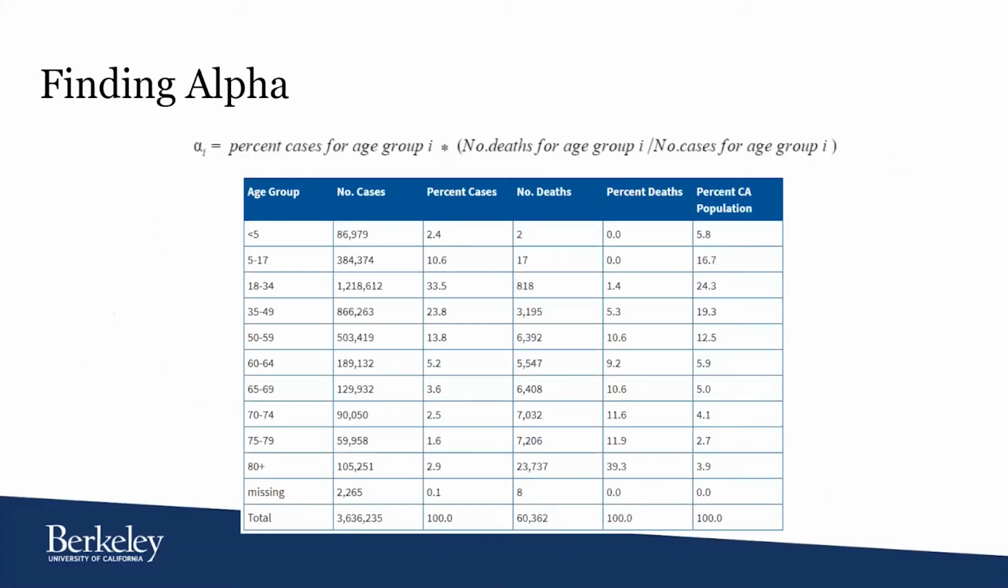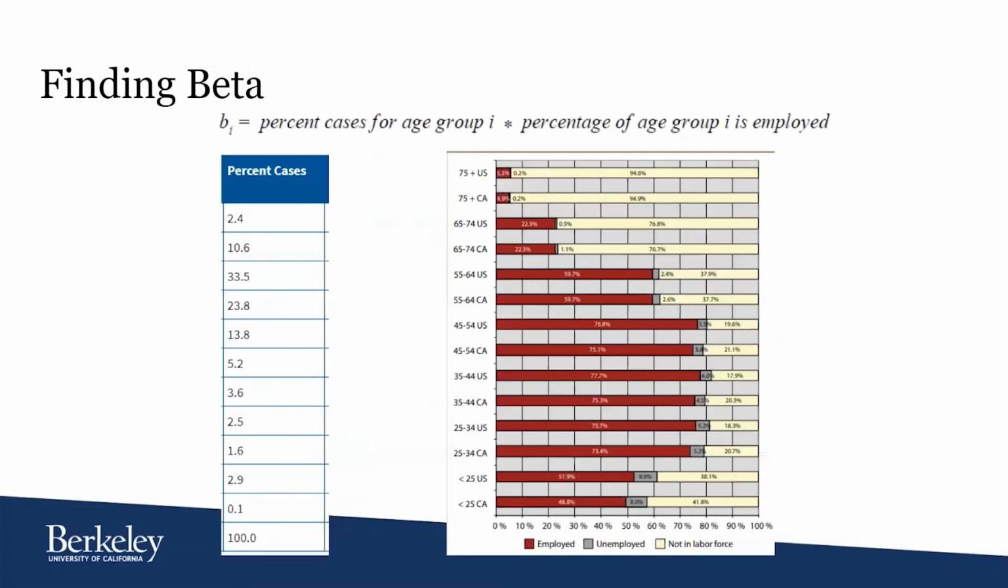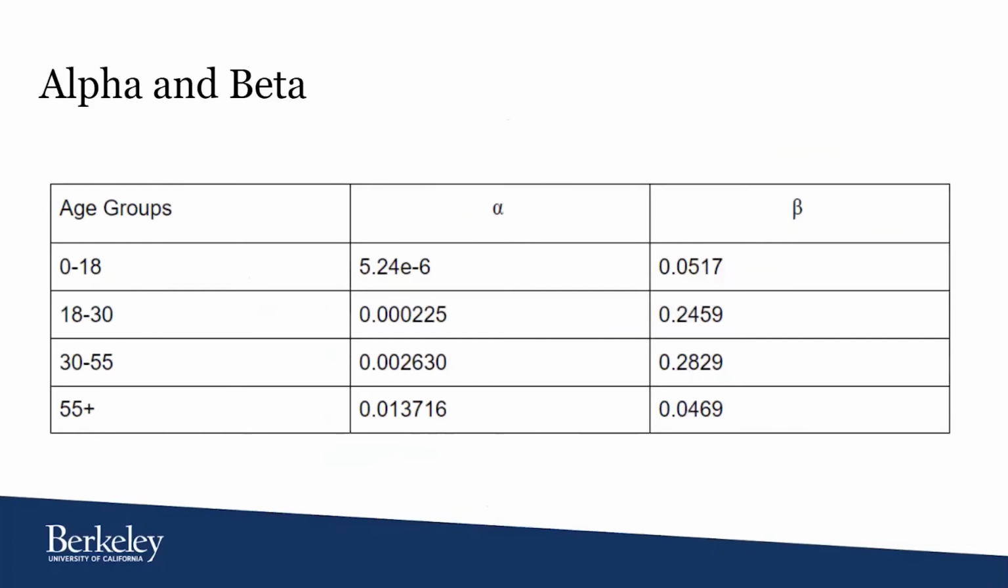To find alpha, we just have to take the percentage of cases for each age group, and then multiply it by the death rate for each age group, which is the number of deaths divided by the number of cases. And then for beta, we just have to multiply the percentage of cases for each age group times the percentage of the age group that is employed in California, which is on the right side of the table. From there, we get the following alpha and beta, where we can see that beta is relatively higher compared to alpha.